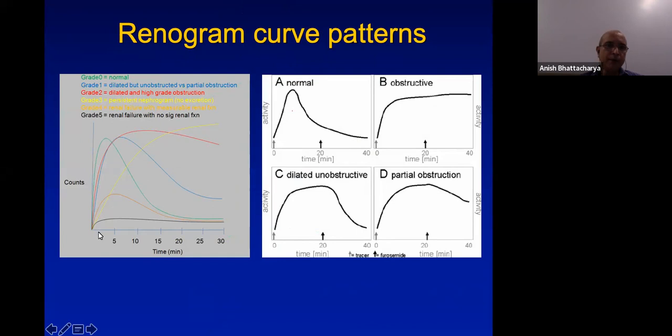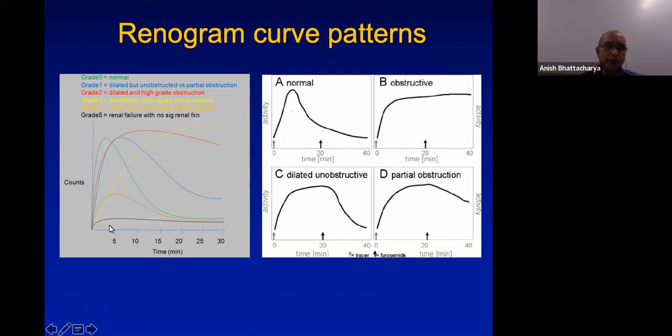On the left side, these colored curves are the same. The red curve shows a dilated high-grade obstruction. The yellow curve, now this is something you don't have on the right side. This is where you start seeing a delay, what we call a depressed renal function. Now going on to the orange curve and the black curve, as the renal cortical function deteriorates, the curves will start becoming lower and lower till you reach the black curve, which is a practically low-lying flat curve.